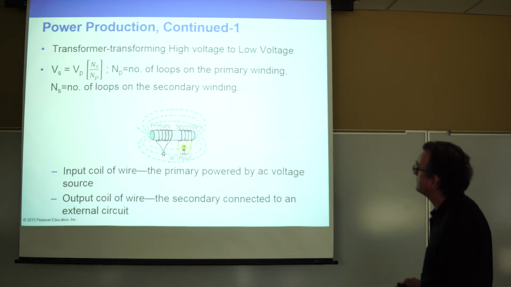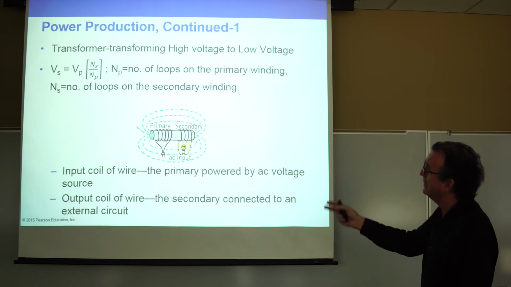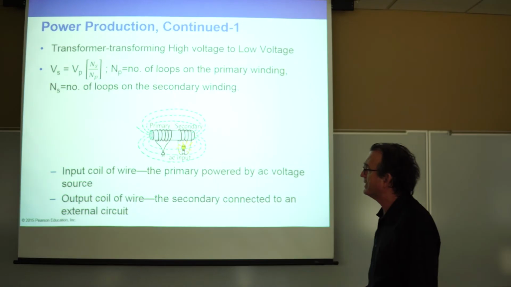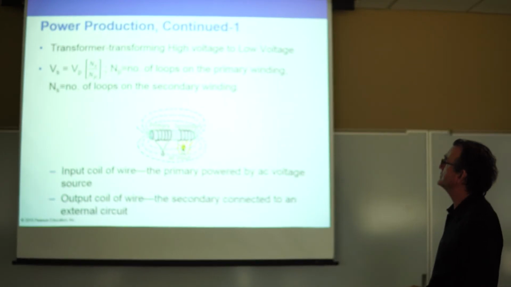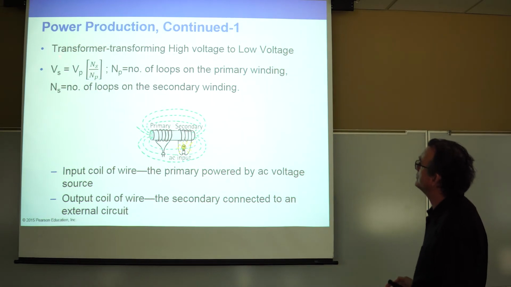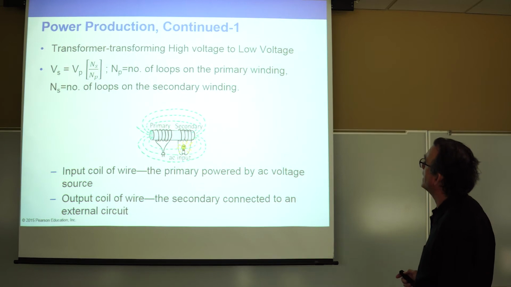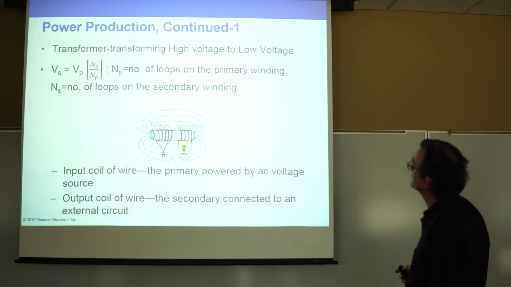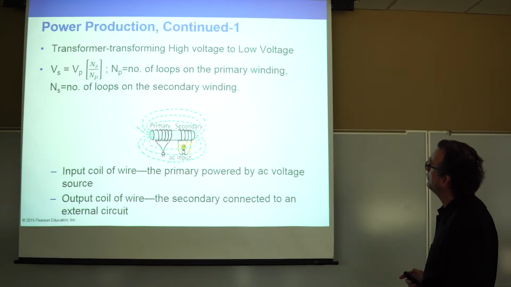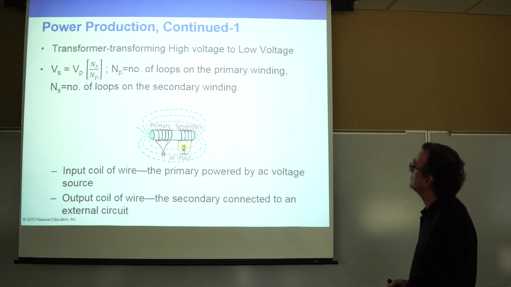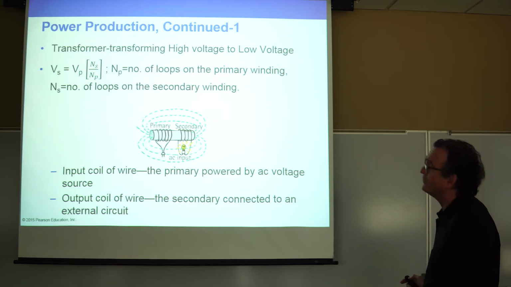So how do we get the voltage to go up and down from the location of the power plant to the usage for the end user? Well, we use what are called transformers. And transformers can either transform high voltage to low voltage, or, which is not stated here, it can also transform a low voltage to a high voltage. So when we go from a high voltage to a low voltage, that's called a step-down transformer. When we go from a low voltage to a high voltage, that's called a step-up transformer.